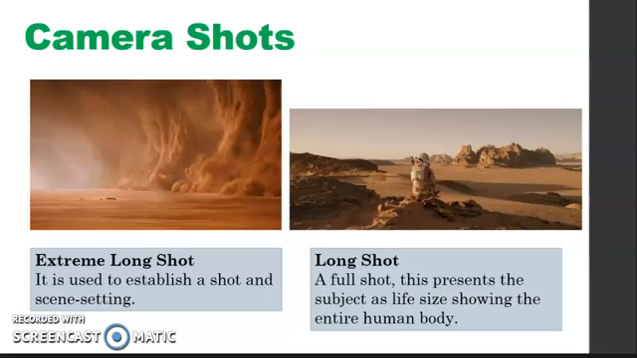Next to that is the long shot. Now, a long shot or a full shot presents the subject as life size, showing the entire human body with the head near the top of the frame and the feet near the bottom. It also captures details of the background, even if the focus is on the character. If your subject is a person, then his or her whole body will be in view, but not filling the shot. Here is an example of the long shot from one of the best 2015 movies, The Martian.